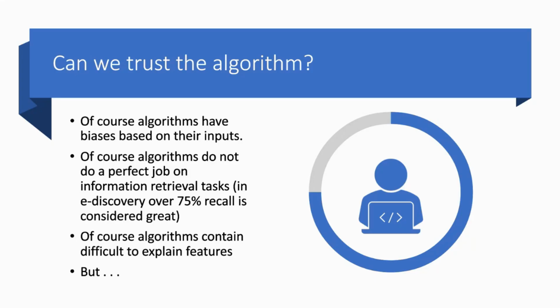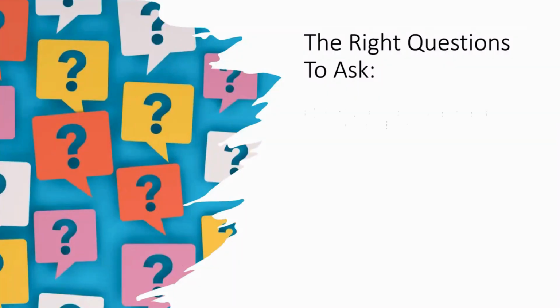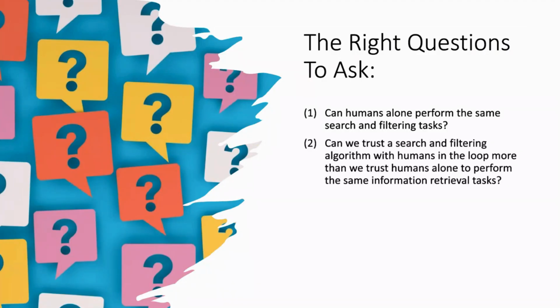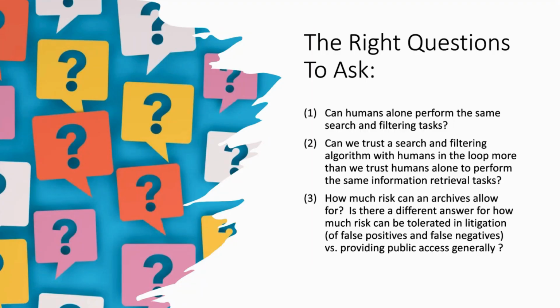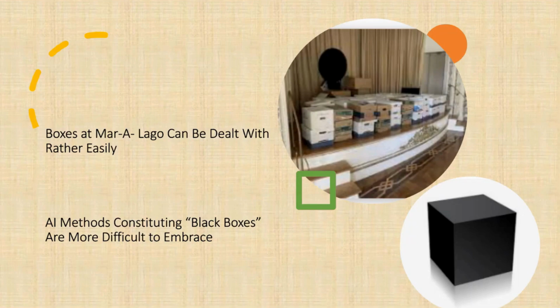No algorithm is going to do a perfect job, but the right question to ask is how well do humans do? And the delta between humans and AI, what kind of trust level in search and filtering we have, how much risk an archives is willing to take that material would be given out, and how much they tolerate for that, for both false positives and, for us lawyers, false negatives, not getting the documents we want. So boxes at Mar-a-Lago, well, that's a legal issue that can be dealt with.